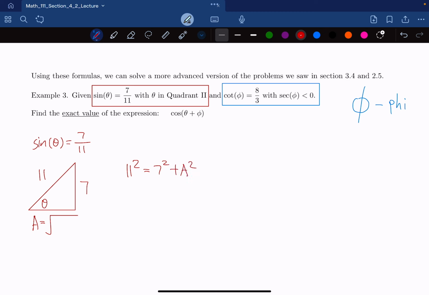And then 11 squared is 121, 7 squared is 49. And if I subtract 49 on both sides, I will have 72 equals a squared. And when I take the square root of both sides, I just get radical 72 for a. Again, you really don't have to rationalize here for the later part of the problem. So just go ahead and leave it as radical 72.